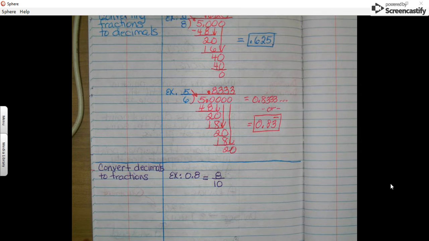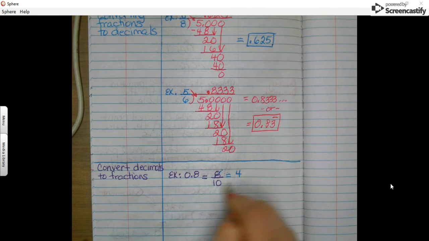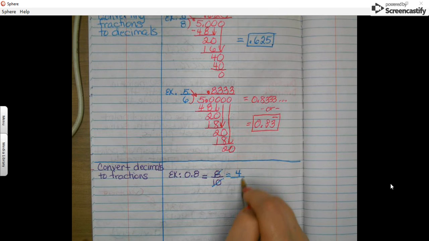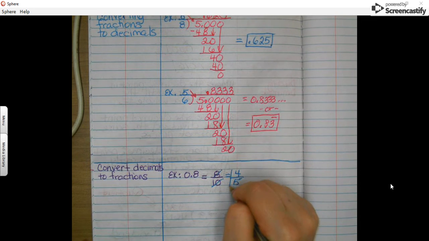But that's not my final answer because I need to reduce my answer into its simplest terms. So I can divide both numbers in half, right? Always a good place to start. So I can turn that 8 into a 4, and I could turn that 10 into a 5 just by dividing each number in half. I can't reduce 4/5 any smaller. So 4/5 is my final answer, and I would box that out.